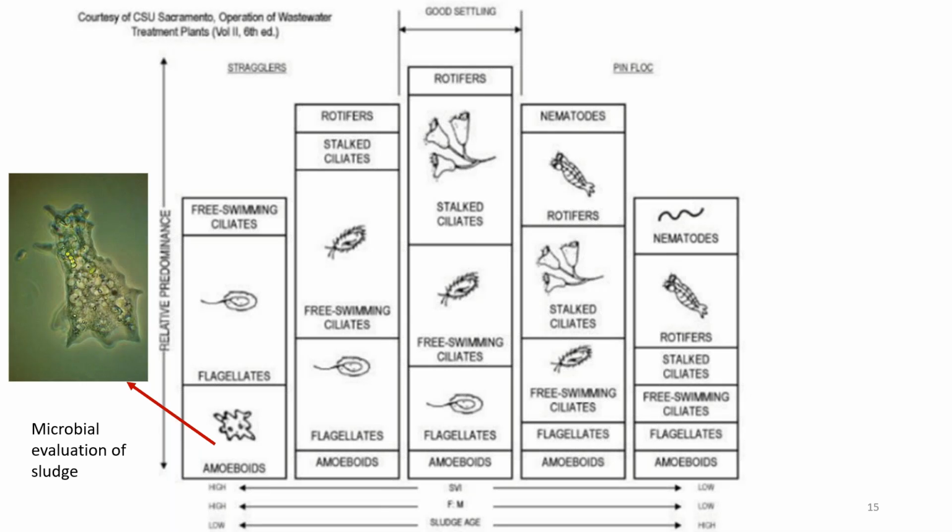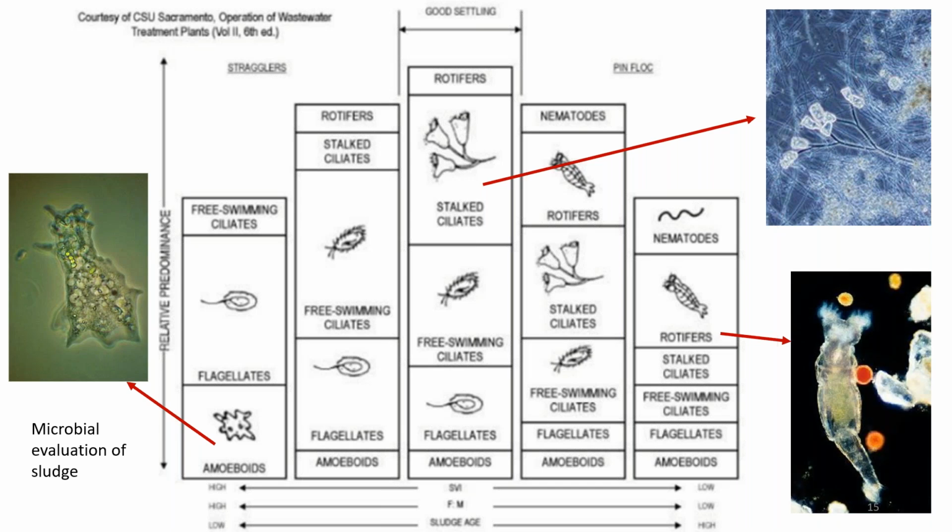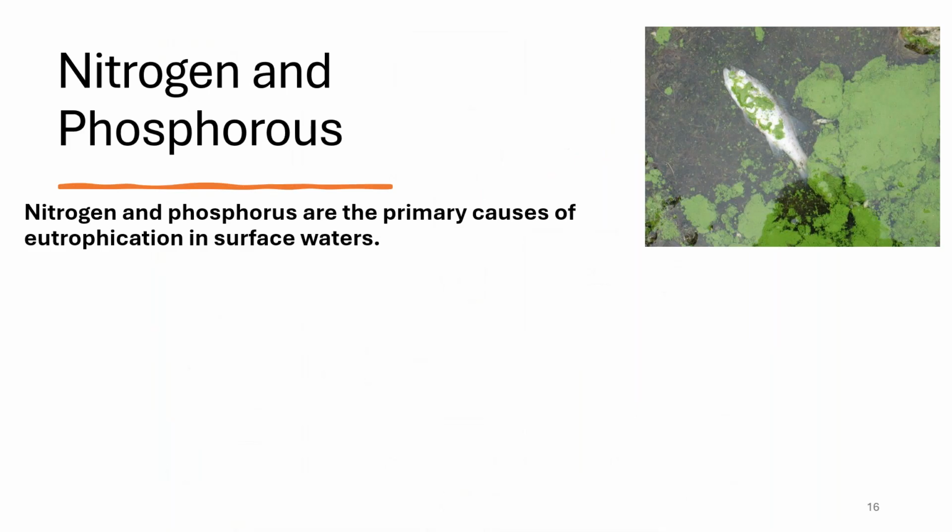Bacteria and amoeboids, the more simple forms of microorganisms, are associated with a short MCRT. You're not retaining the sludge long enough for much complexity to develop. As you hold the sludge longer, you might get things like stalked ciliates. And then finally, if you hold the sludge a very long time, especially in a situation like extended aeration, you start getting more complex organisms like rotifers. So you can microscopically evaluate the sludge as well. These are all process control.